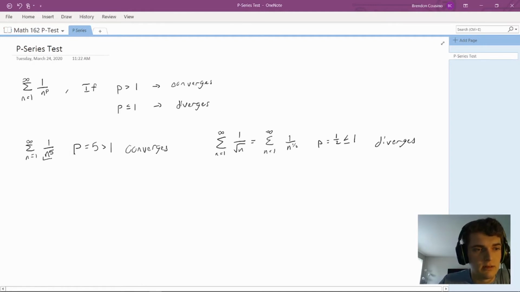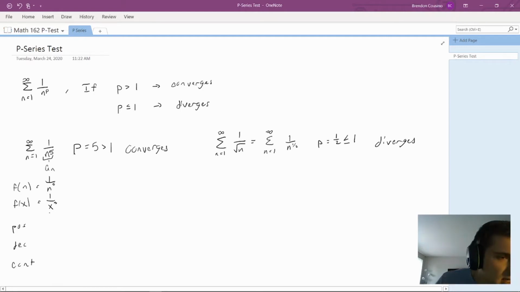So this piece here is our a of n. So our f of n is equal to 1 over n to the fifth, and then our f of x is equal to 1 over x to the fifth. Okay, so we need to show that the series is positive, we need to show that it's decreasing, and that it's continuous. Okay, so if our function is ranging from 1 to infinity, and I only have positive values here, that means my function is only ever going to be positive, so we can check off the positive.